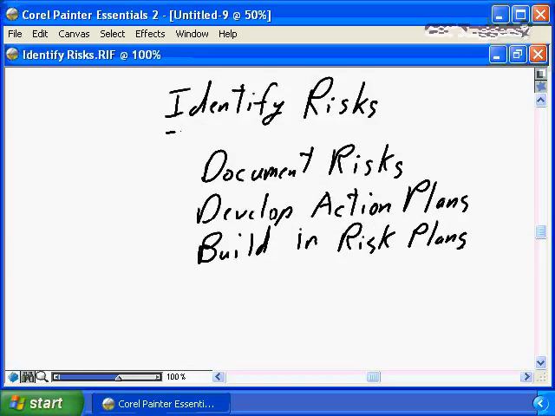In my experience, one of the most misunderstood aspects of project planning, project management in general, but project planning specifically, is the identification and management of risks.